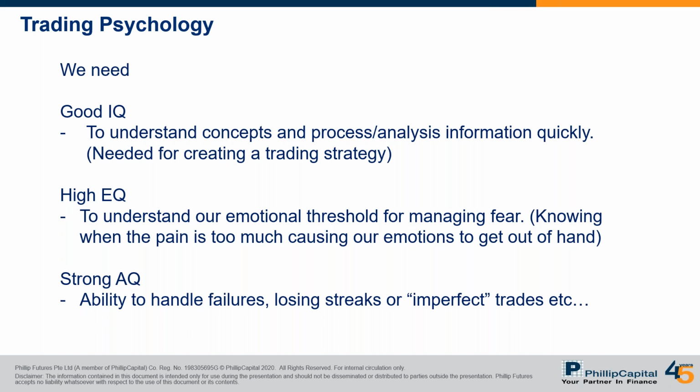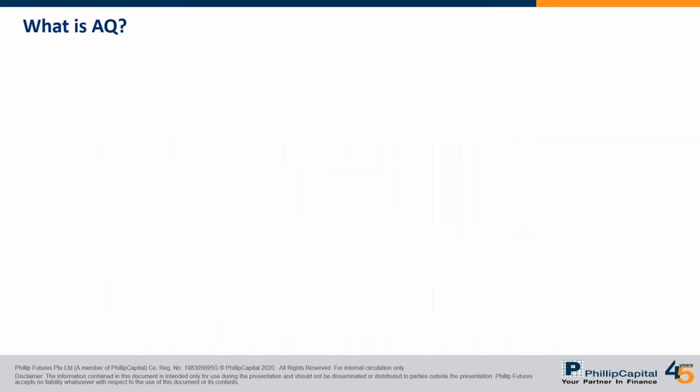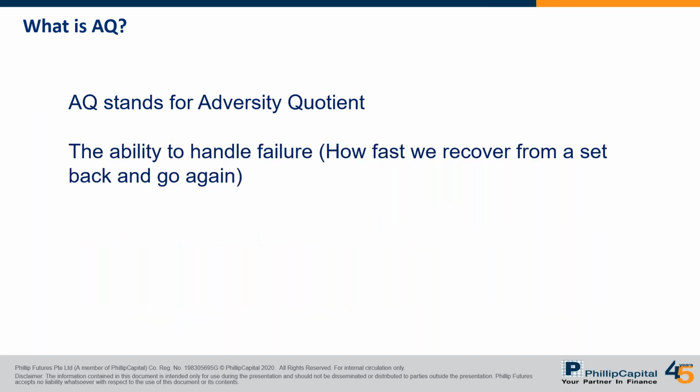So just a little bit more sharing on AQ. What is it about? AQ stands for adversity quotient. It's the ability to handle failure, how fast we can recover from a setback and get going again. This is the keyword: how fast we can recover. How fast we can recover depends on how fast we can accept the situation. This has happened. It's not the best, but it's not the worst as well, so I can move on.